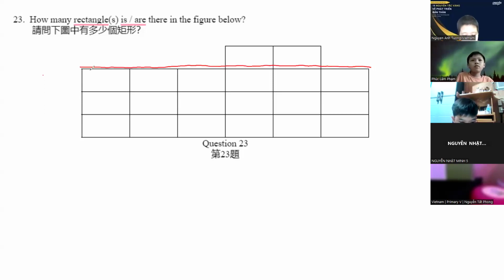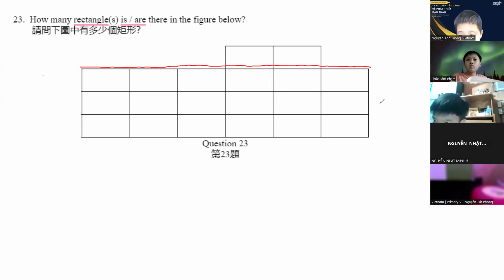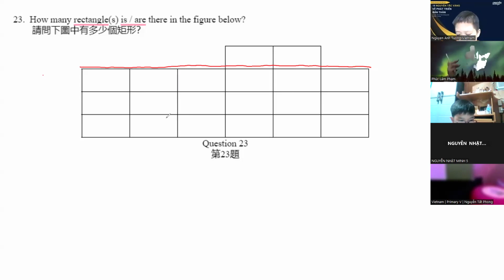A square is a rectangle. Sorry, can you ask your question again? The square is a rectangle. Yes, a square is a rectangle, for problem number 22.